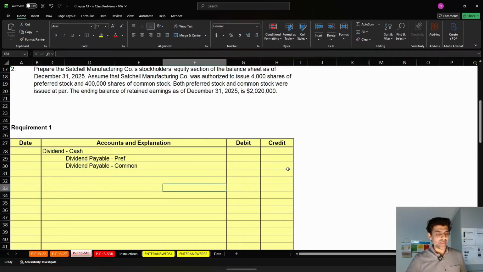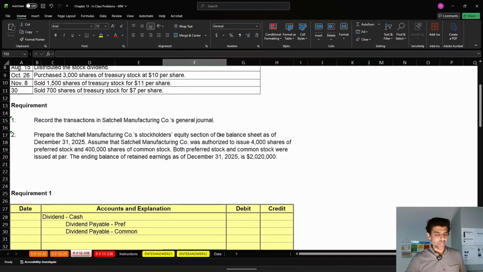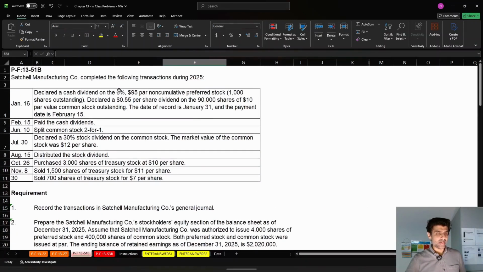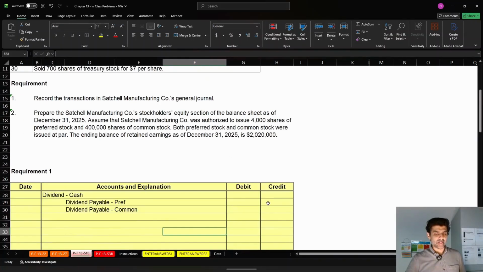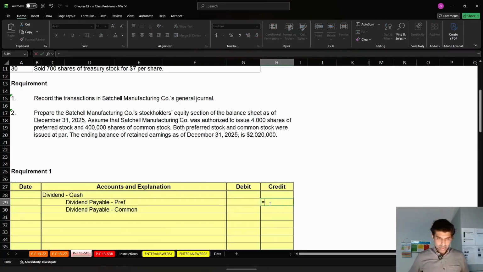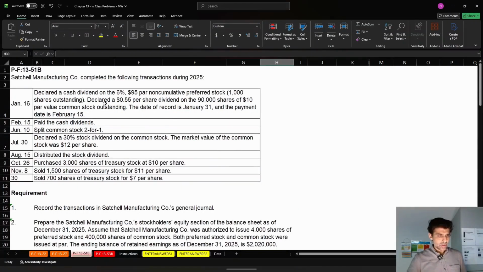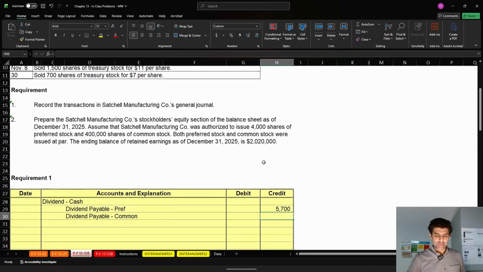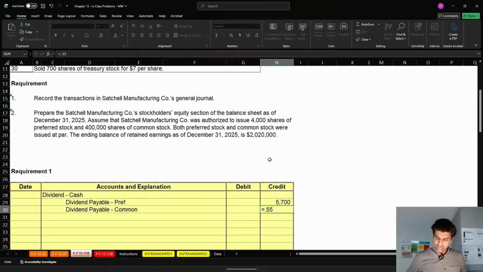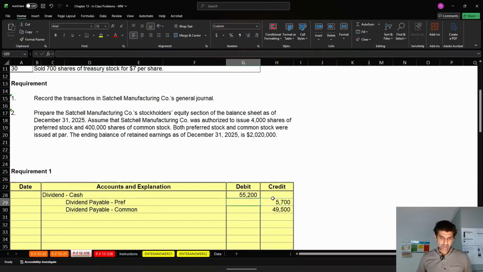So we have the accounts that we need. Now we just need to figure out the amounts. So the preferred return is going to be 6%. Par value is $95, and there's 1,000 shares outstanding. So we could just do 0.06 times $95 a share times 1,000 shares. And then the other one is 55 cents per share on 90,000 shares. So that's just 55 times 90,000. And then you just add them up to get the total dividend that you've got to pay.